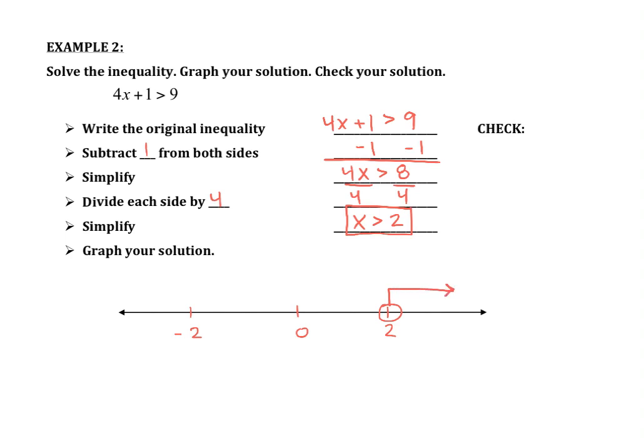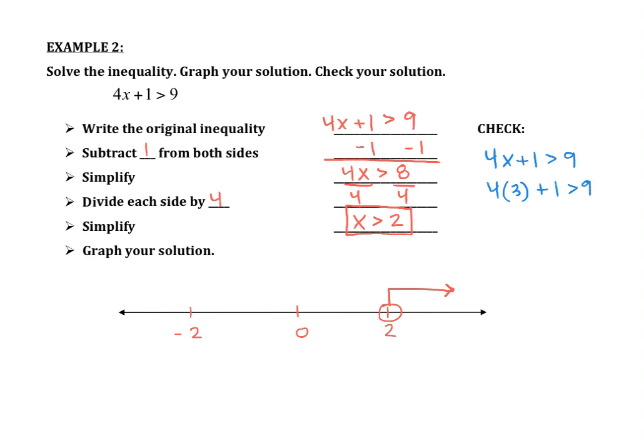All right, let's go to our check step. We've got 4x plus 1 is greater than 9. I need to pick something bigger than 2. So I'm going to go ahead and just pick 3. You could pick 4, 5, 6, 10, 100. But again, make it as easy for yourself as it can be.